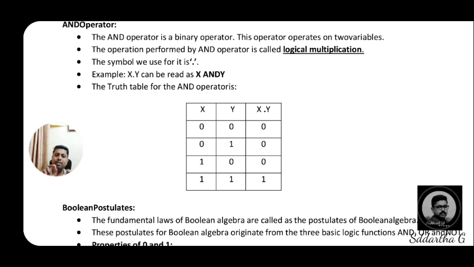Coming to the definition of the AND operation, this operator is a binary operator. It operates on 2 variables and produces a single result. The operation performed by the AND gate is also called logical multiplication. Remember students, the OR gate is logical addition, but the AND operation is logical multiplication.